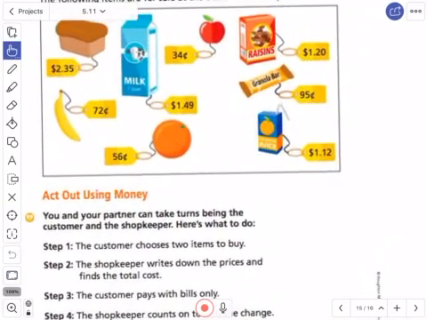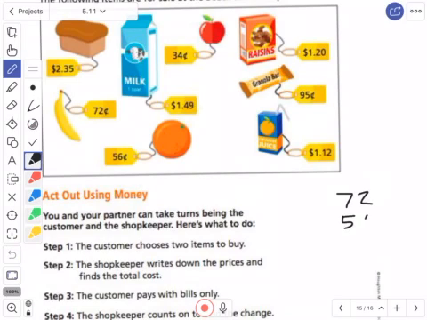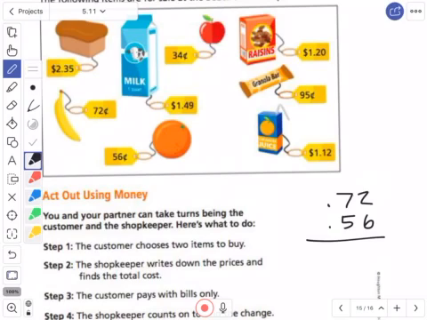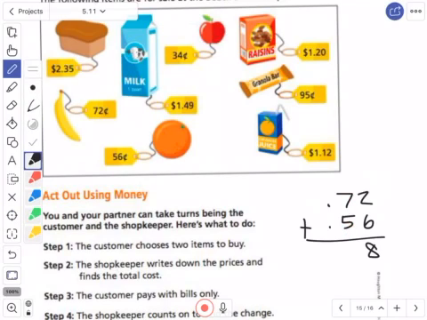Okay, so let's say, for example, I do want to buy the orange and a banana. I'm going to try to keep healthy. The shopkeeper writes down the prices and finds the total cost. So I'd have to write down 72 and 56. Make sure I have the decimal points there too, though. I'm going to find out how much this equals. So banana costs 72 cents, orange costs 56 cents. Okay, I have to put those two together to find how much it costs. 2 plus 6 is 8. Okay. 7 plus 5 is 12. 2. Okay, I have the 1 there, nothing there, so 1. So together this costs $1.28.